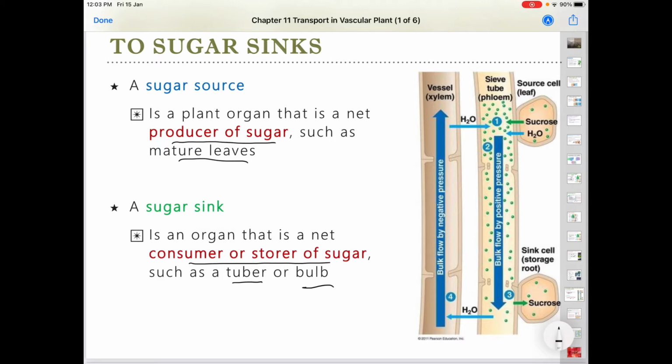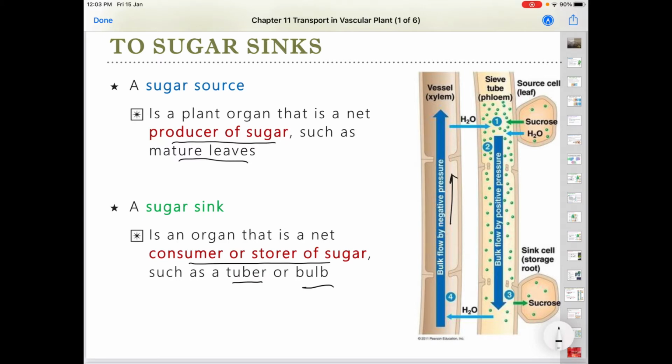So this is the movement of water. If you can see in the diagram here, it shows that the movement of water in the xylem vessel is by negative pressure, because negative means from the low concentration to the high concentration. So it's against the norm, it's against the natural. That is why it is called negative pressure.